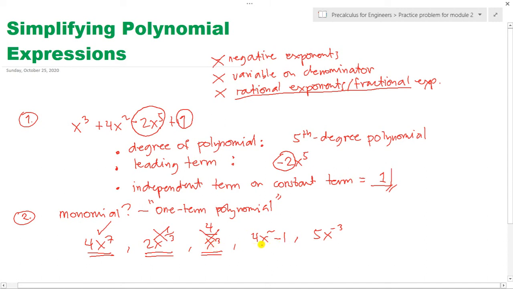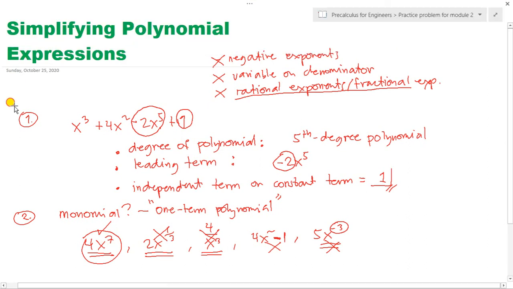How about the third one? 4x squared minus 1. Since you already have two terms separated by the subtraction sign, therefore this is a binomial, not a monomial. How about the last one? 5x to the negative 3. It could have been a monomial because it is only one term, but its exponent is negative. And as I have told you, no polynomial has a negative exponent. Therefore, it is not a monomial. So the only monomial is 4x raised to the power of 7.